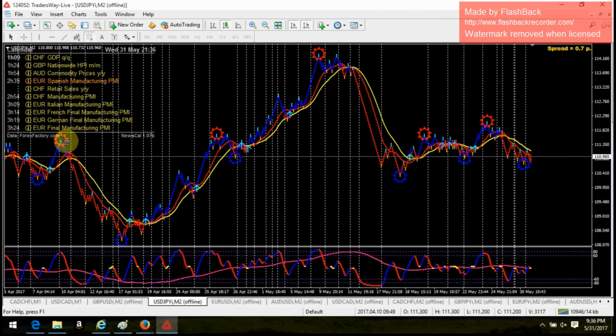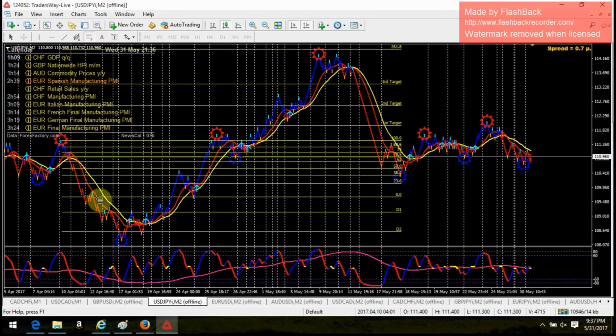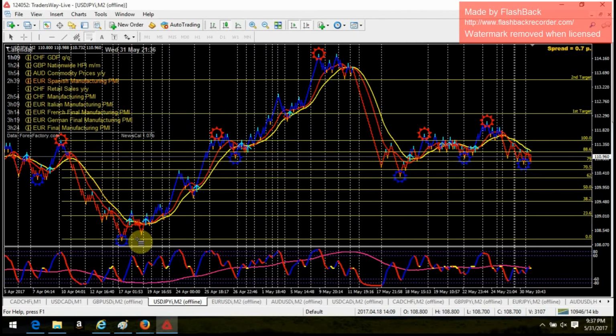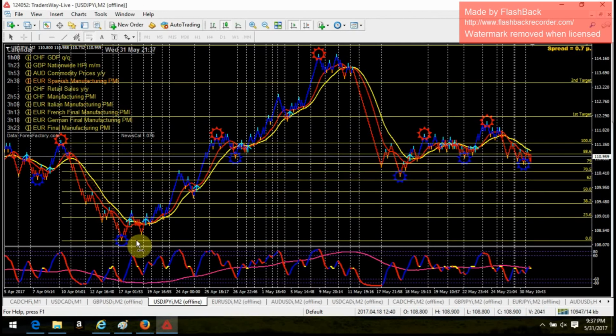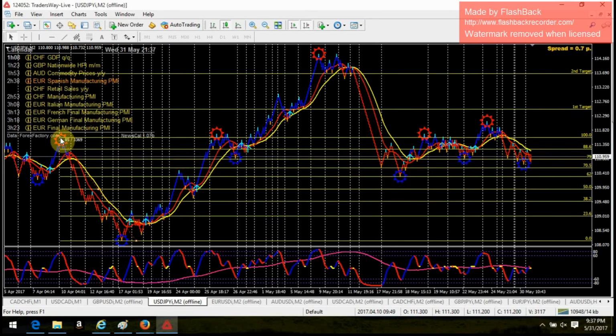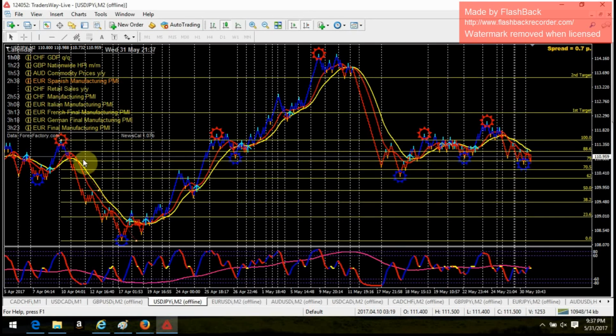You draw from here to here, from the last red to the last blue on down, and from the last blue to the last red on up. As you can see, let's go get that. So as you can see, price came down. Let's see if it actually bounced before it gave us the cross.